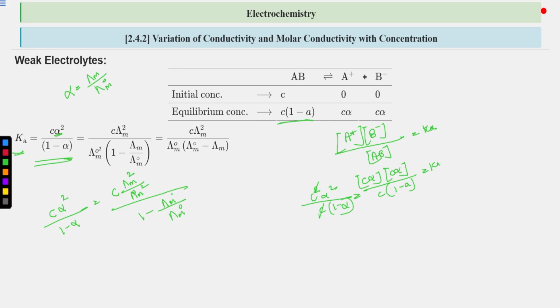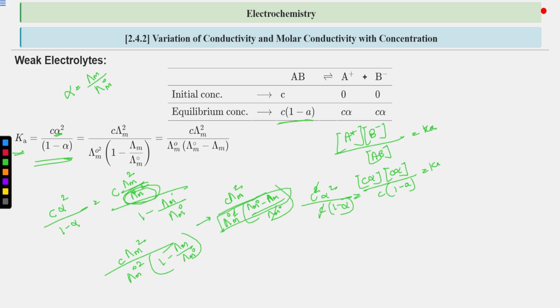Now we can take this lambda naught m square in the denominator. So C lambda m square upon lambda m naught square, multiplied by the 1 minus lambda m upon lambda m naught, right? Now you can take the LCM and get C lambda m square upon lambda naught m square times lambda m naught minus lambda m upon lambda m naught. Here one lambda m naught will cancel out, and in the denominator nothing will be left, so only this quantity will be left. This equals C lambda m square upon lambda m naught multiplied by lambda m naught minus lambda m. We simplified this equation by putting the alpha value, which is lambda m upon lambda m naught.